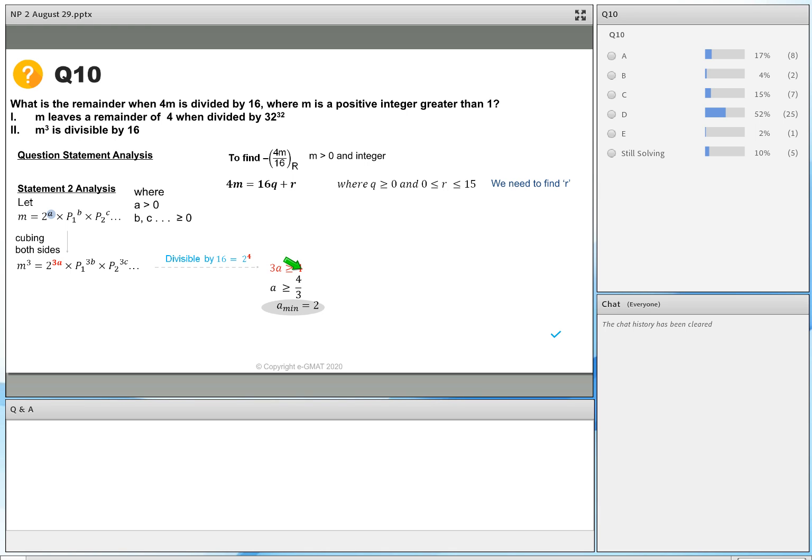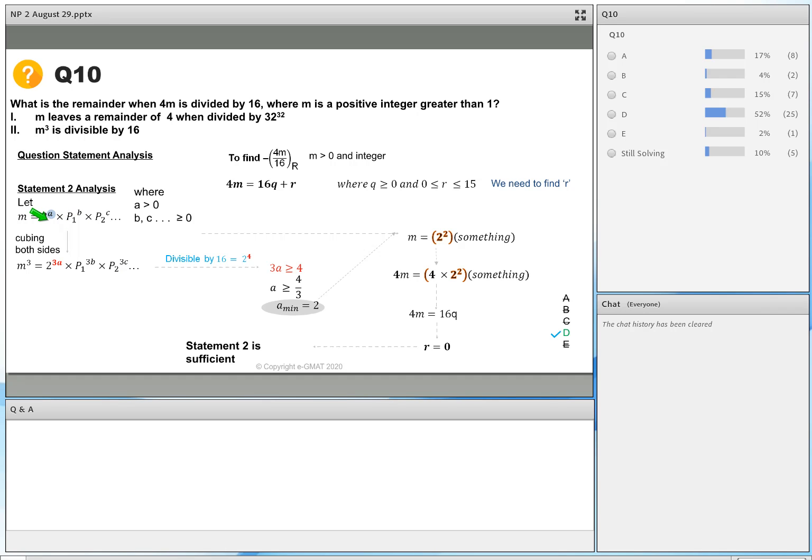It's an inequality. So a is greater than or equal to 4 by 3, which is 1 point something. And if a is an integer, what is the smallest it can be? Greater than 1 point something? It has to be 2. So at the very least, it has to be 2 to the power 2 here in m, right? Let's see how we're using it.